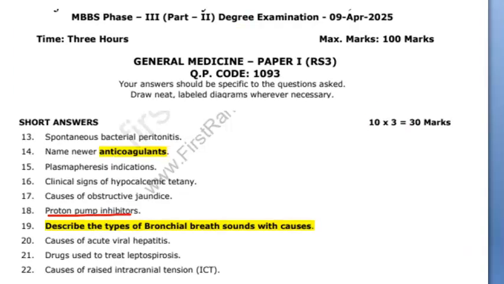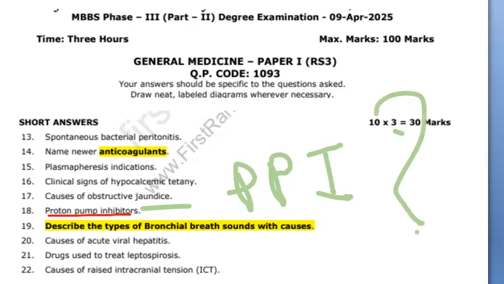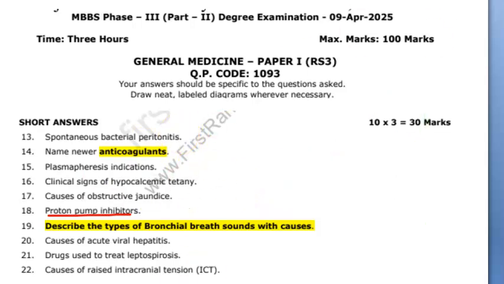Okay, so look at this question here. Proton pump inhibitors, PPI. They have asked this for 3 marks in the recent examination. Proton pump inhibitors. So do you know what these are? If somebody says PPI, will you be able to answer? Very good. So it is the name of a drug, pharmacology. It is a treatment for peptic ulcer.